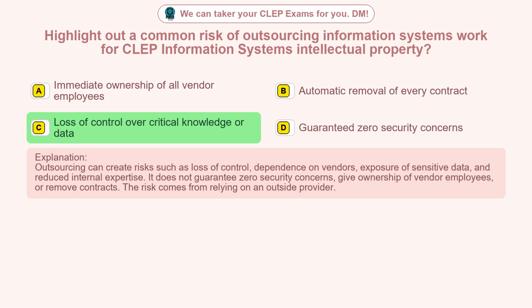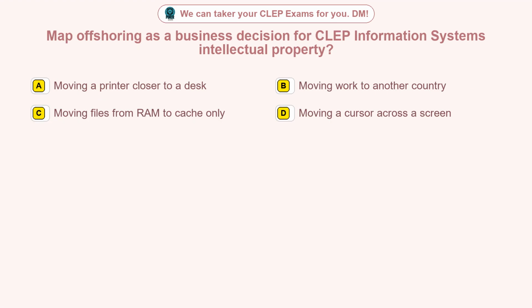Outsourcing can create risks such as loss of control, dependence on vendors, exposure of sensitive data, and reduced internal expertise. It does not guarantee zero security concerns, give ownership of vendor employees, or remove contracts. The risk comes from relying on an outside provider. Question 97. Map offshoring as a business decision for CLEP Information Systems intellectual property.